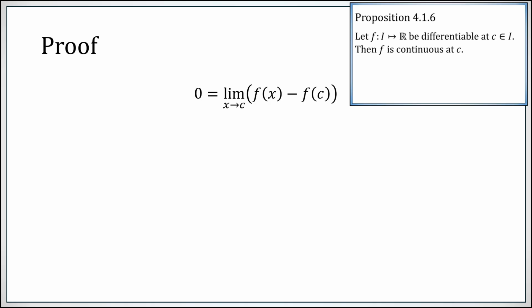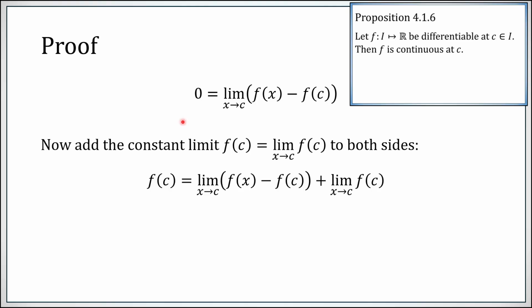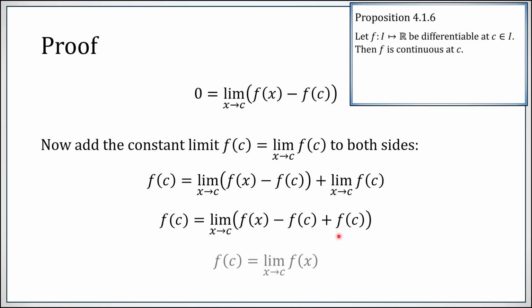So we've computed that 0 is equal to the limit as x approaches c of f of x minus f of c. We also know that the limit of a constant is itself, so let's let that constant be f of c and add that limit to both sides. On the left, we add the constant f of c. On the right, we're going to represent it as the limit of the constant. Since both of these limits exist, we can combine them. The f of c's cancel, and here we have it. F is continuous at c.